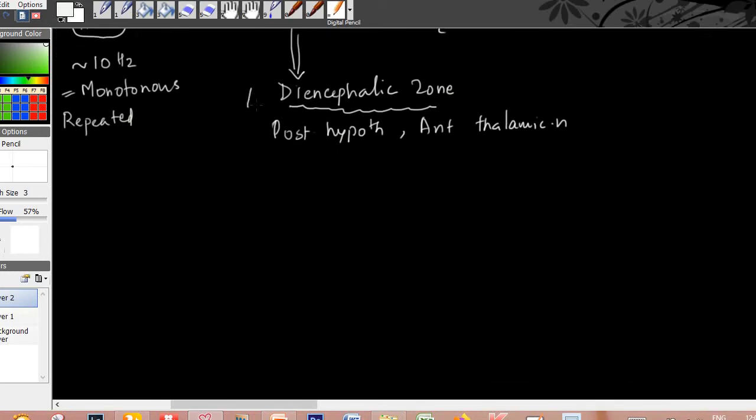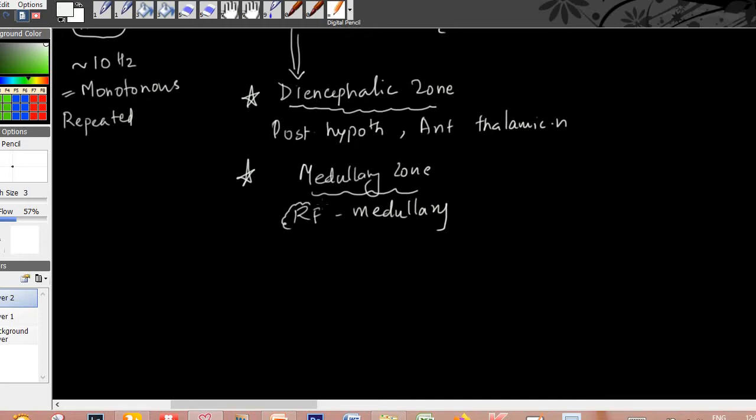The next zone is your medullary zone, which includes the reticular formation at the level of the medulla. So the medullary reticular formation is the nuclei involved in the medullary zone. We will separately deal with this reticular formation as a separate class because you have a lot of things to learn in your reticular formation.